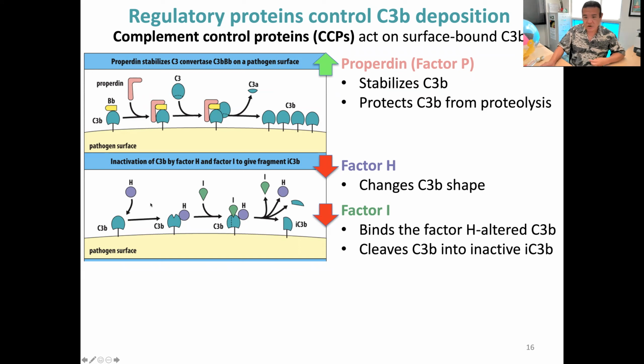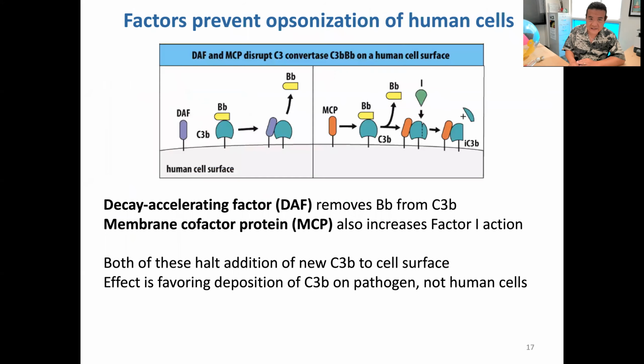On the other hand, you have factors like factor H, this purple ball here. If it binds to C3b, it causes the C3b to deform in a different way, where factor I, this green teardrop shape, comes in and actually destroys the C3b. So this is one way that in our bodies we can put the brakes on improper opsonization of cells, by using these types of inhibitory proteins to disrupt the normal opsonization process.